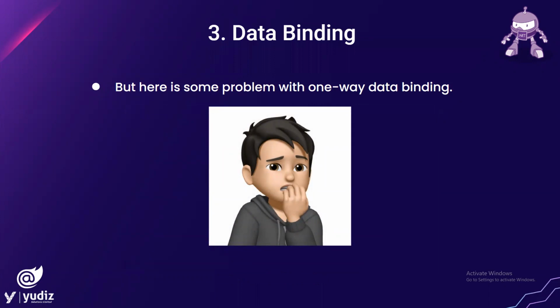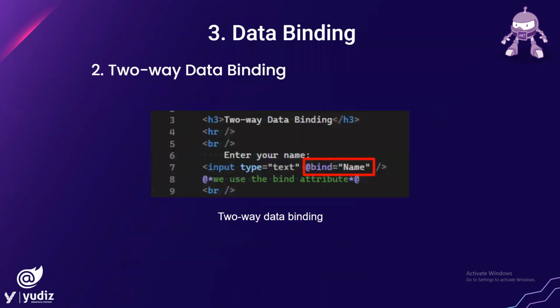So let's go with two-way data binding. First, what is two-way data binding? We can use the bind attribute within the view part. It's called two-way data binding. Blazor supports string, integer, boolean, and date types for two-way data binding. We have a snippet here. In this snippet, we add the bind keyword in the view part. It's called two-way data binding. Now let's see the demo of two-way data binding.